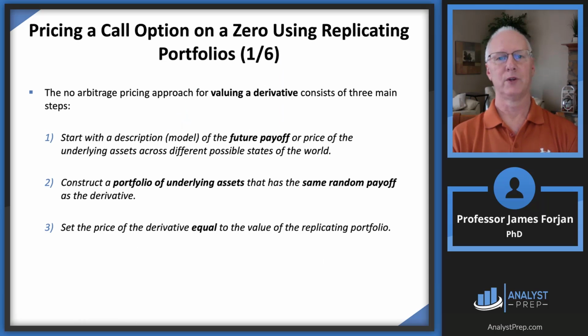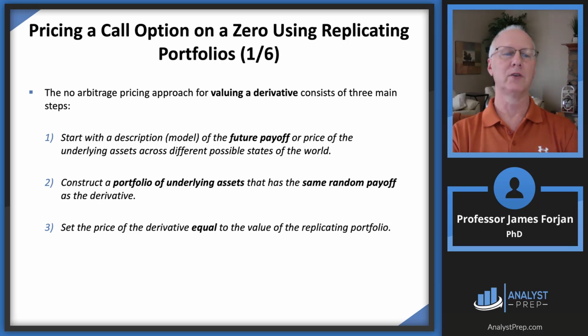Now, how about if we switch over to derivatives? All right, so look at that first block point. No arbitrage pricing approach for valuing a derivative consists of three main steps. So we can do this with a derivative on a zero coupon bond. And what we're going to do is use a replicating portfolio to do this. And this idea of a replicating portfolio is really, really cool.